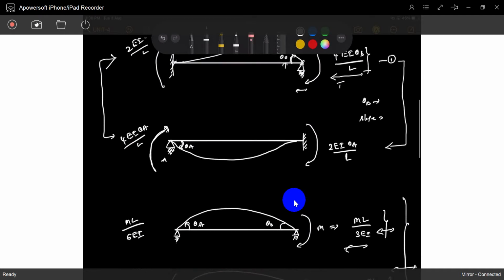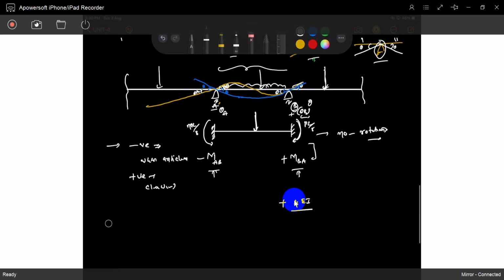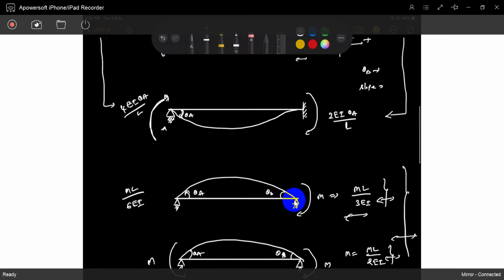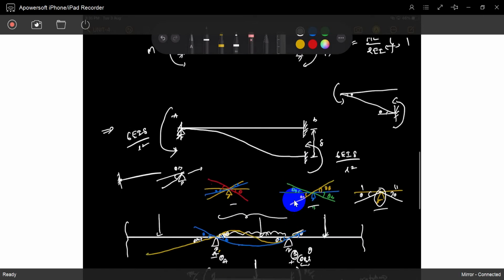So how much is it? It is 4EI theta B by L. Understood? And also, for the theta B experienced at joint B, joint A also experiences 2EI theta B by L. Which direction? The same, clockwise direction. So for theta B, joints A and B experience some moments, and I will write those moments down.